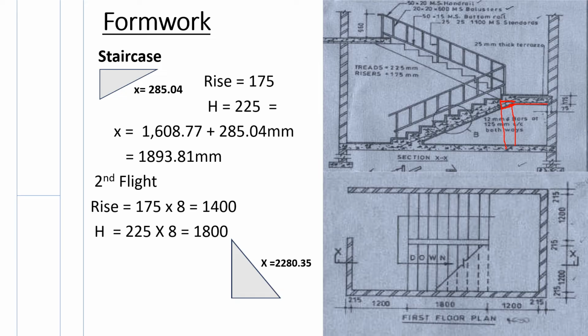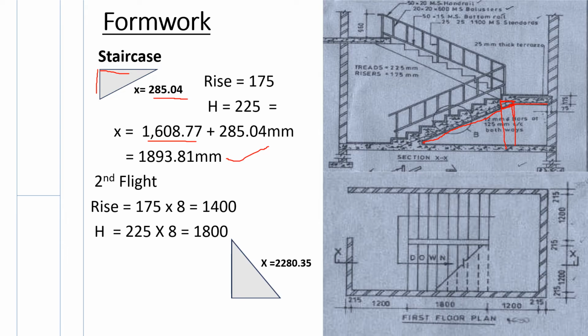So this portion here is what I've drawn here for us to be able to get x. So we are going to take this thread and this riser for us to be able to get that x. Now if we get that x, then from the formwork that we had gotten, our x1 for the first flight, we are going to add the small x here for us to be able to get the entire formwork from here up to that point. So tabulating that one, that is Pythagoras theorem, it will be 225 squared plus 175 squared, and then we find the square root. That gives us 285.04. So this 285.04 is what we are going to add to the previous x that we had found. That is from this point up to that point, and then we get 1893.81 millimeters.